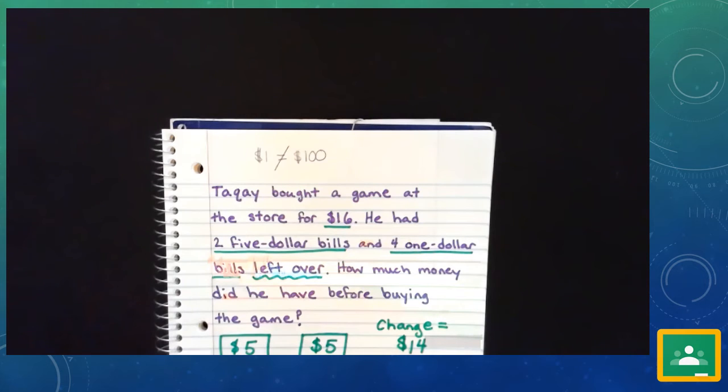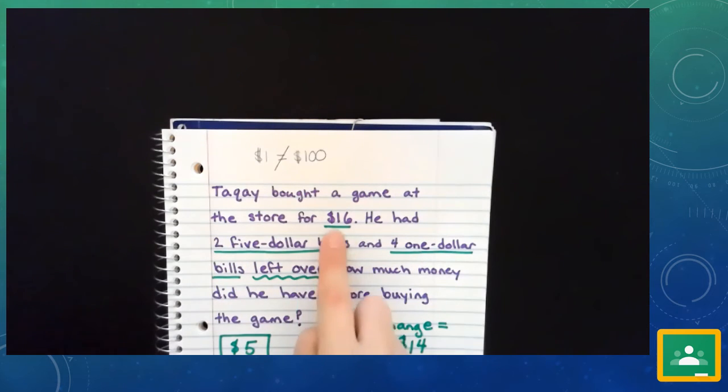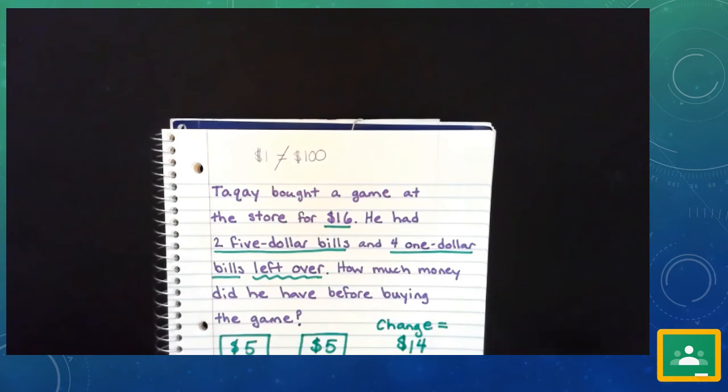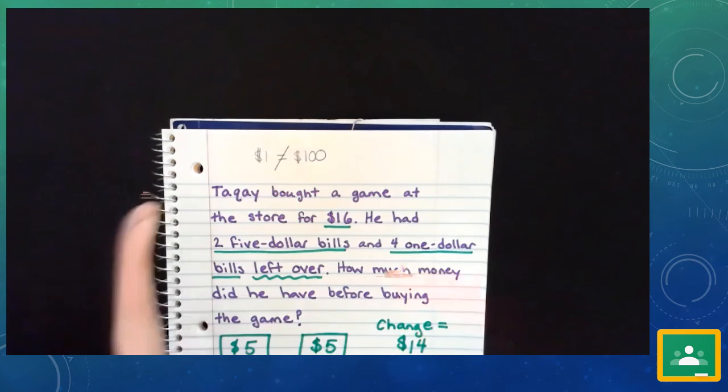So this time, our character is buying something. He's buying a game, and we know the cost of the item. It's not given to us in any coin list or dollar list. They tell us in the problem. It cost exactly $16. But after he bought the game, he had some money left over. He had 2 $5 bills and 4 $1 bills left over. So I need to figure out how much he had before he bought the game.